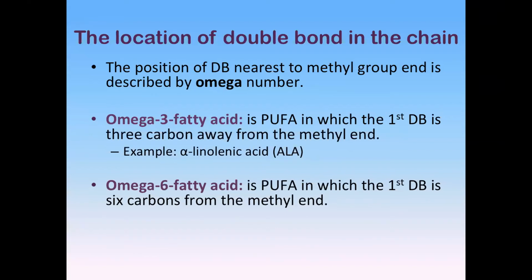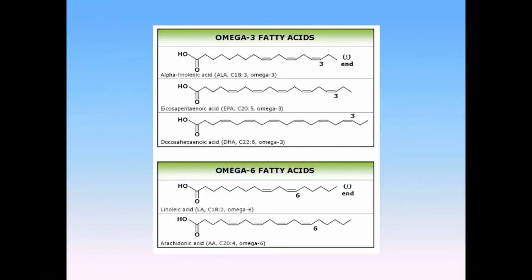The omega-6 fatty acid is also a polyunsaturated fatty acid in which the first double bond is 6 carbons from the methyl group, and the example is linoleic acid. Now, this is the methyl group here. This is the methyl end. So this is the first carbon, the second, and the third. That's why it's called omega-3. Although it has a lot of double bonds, it's the first double bond that matters. Here the first double bond is at the 6th carbon, so that's why we call it omega-6.